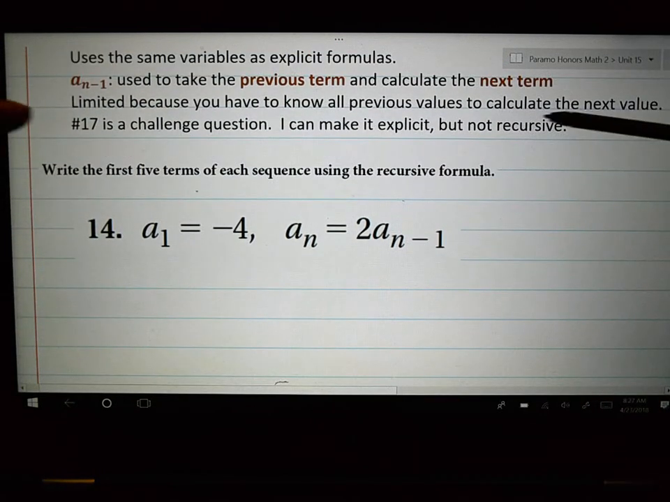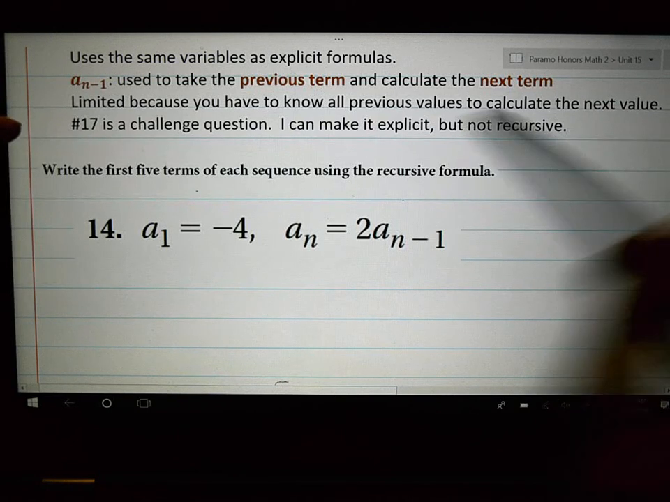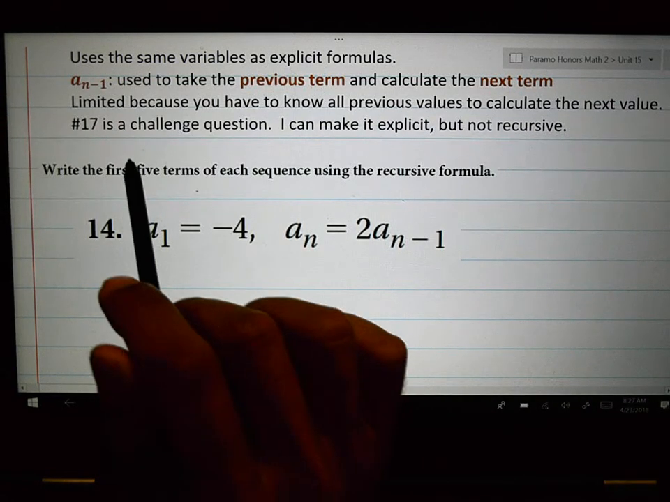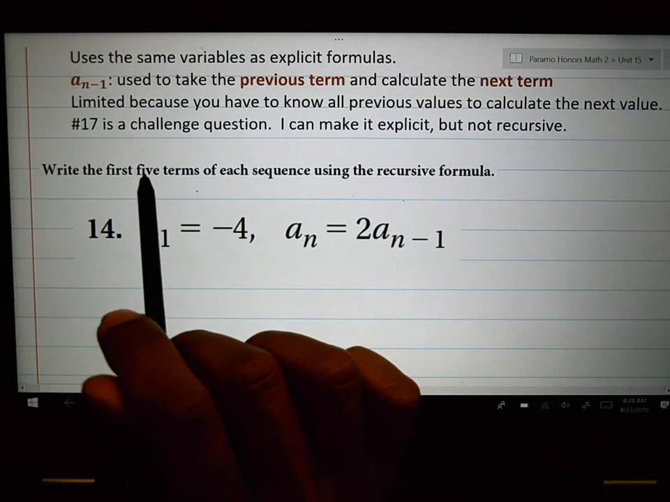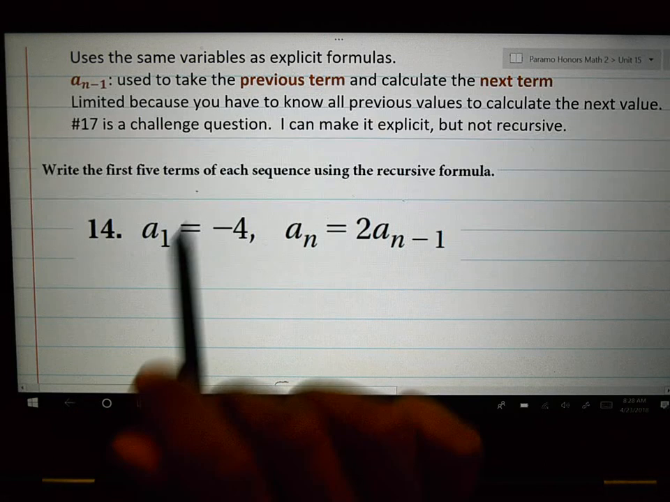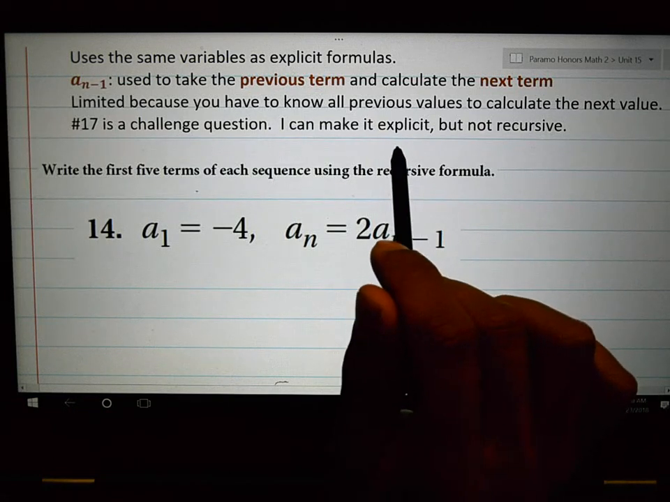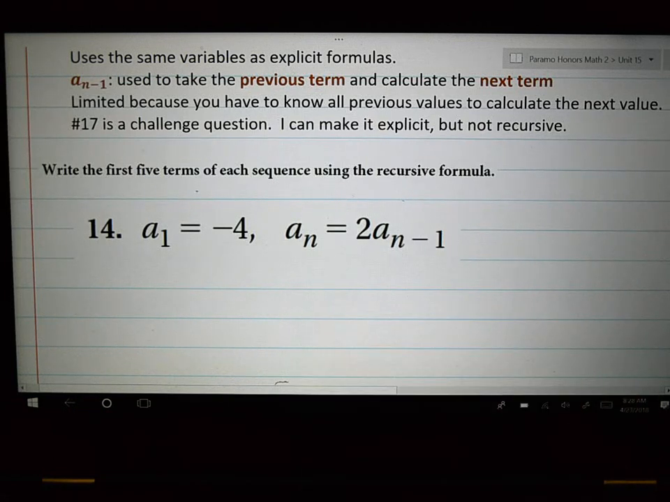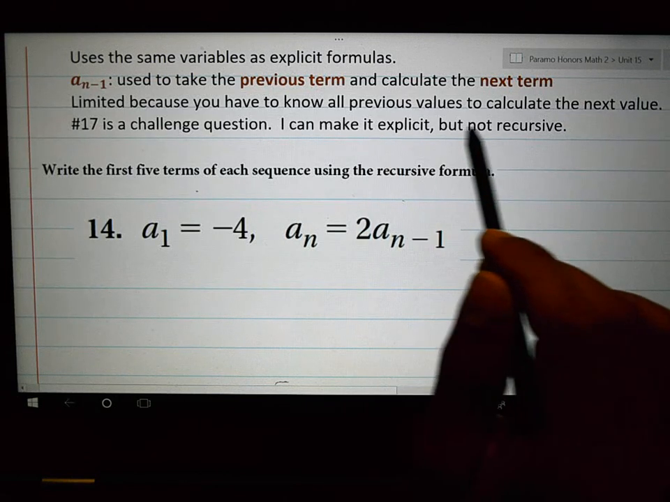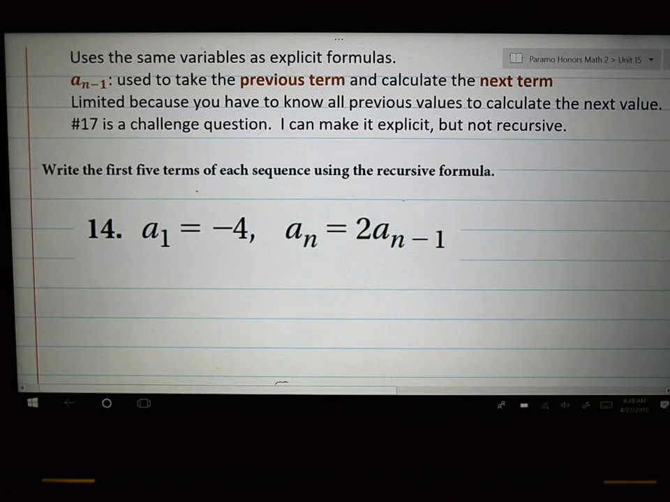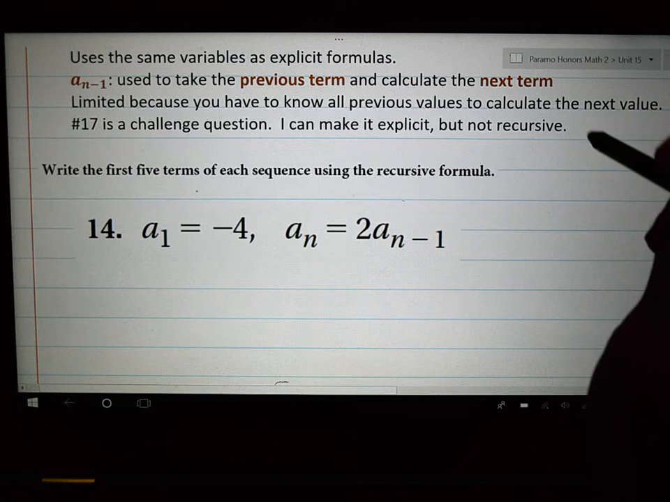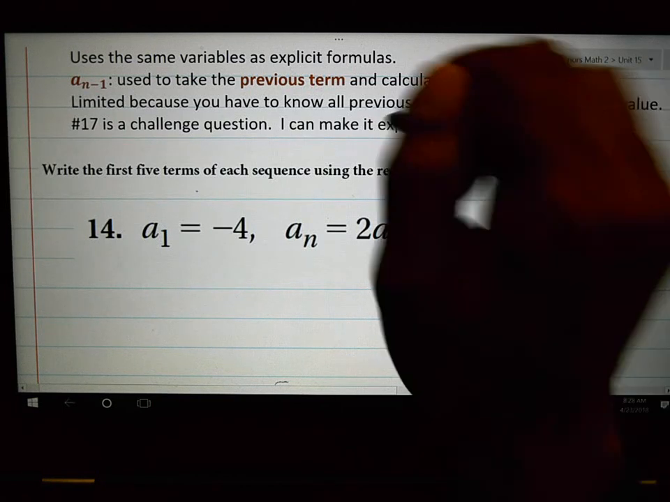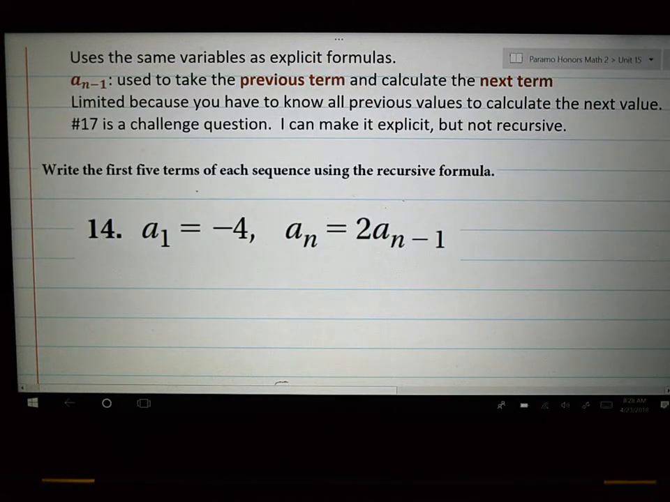Before I forget, in your packet, number 17. I played around with number 17, and I told you I was tired last night. But number 17, I was able to find an explicit formula for it playing around with the numbers. And then I tried to get it to be recursive, and I don't know if it was because I was tired or what have you. I could find an explicit formula, but I couldn't make a recursive formula work for number 17. So I will challenge you with it.